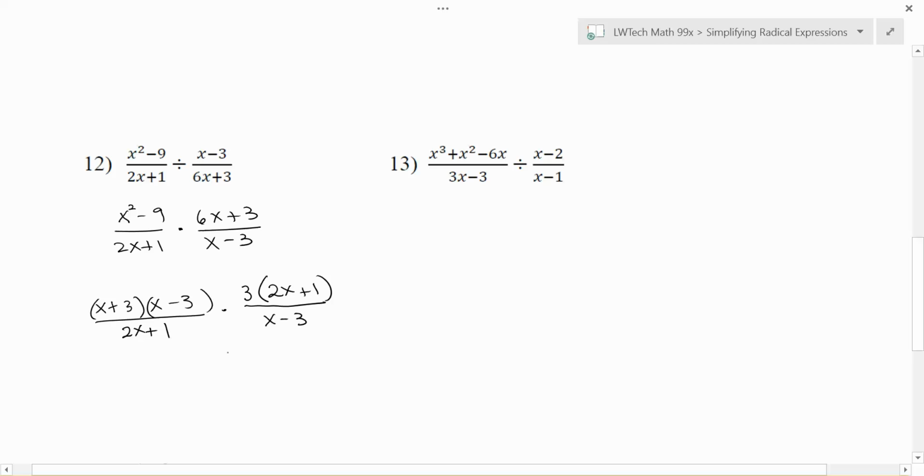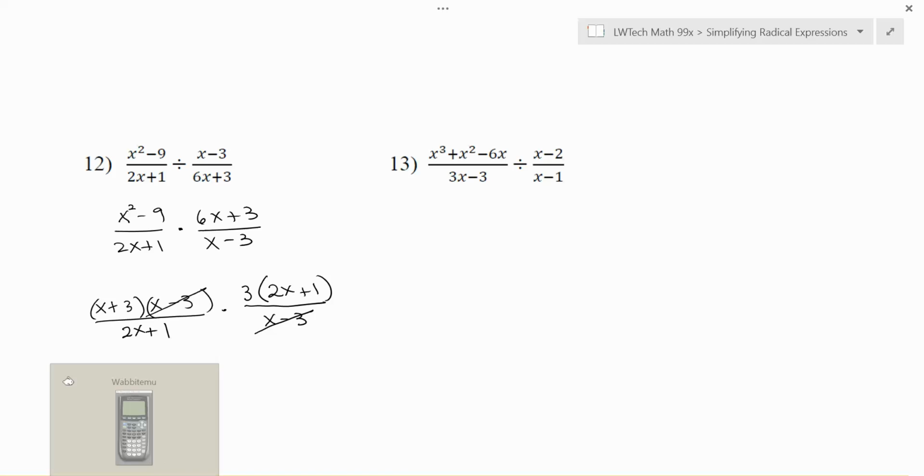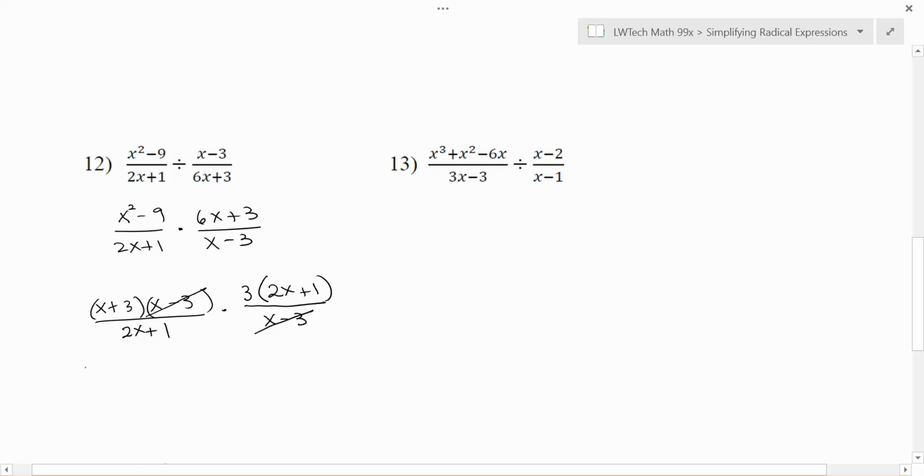I want to see, are there any common factors that I can divide out? I have an x minus 3 on the top here and an x minus 3 on the bottom here. That whole group can go. Here I have a 2x plus 1 on the bottom and a 2x plus 1 on the top, and those can go. So that was pretty great. A lot of things canceled out.